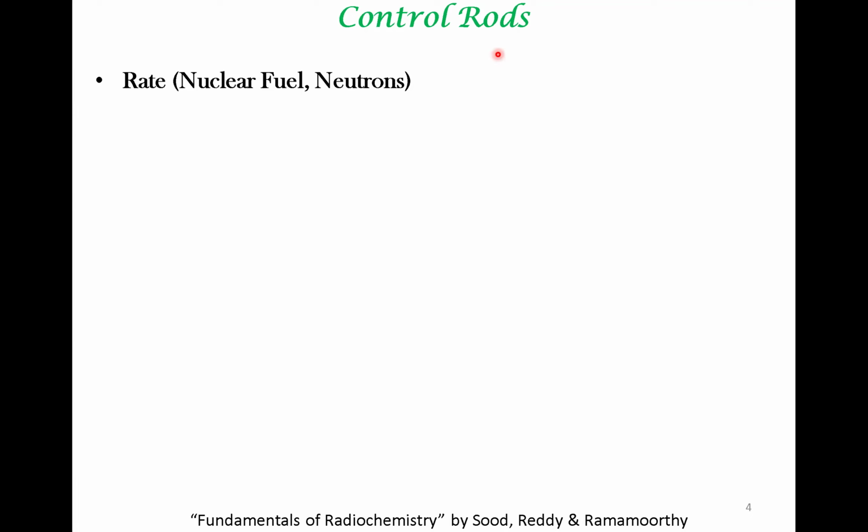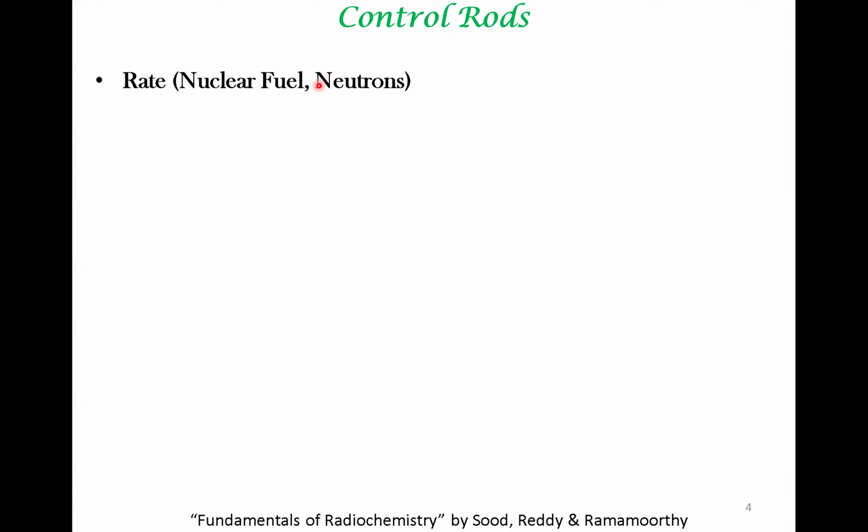We started this lecture on nuclear reactors by contrasting a nuclear reactor against an atomic bomb. In an atomic bomb, you have to have control in the way you initiate the fission. After that, control is not that critical. But in a nuclear reactor, you want to operate at a particular power output. So how you control is very critical, and control rods are the most important factor in controlling a nuclear reactor. Overall, the rate depends upon two main factors: the amount of fuel that is present and the neutrons that are present inside the reactor.